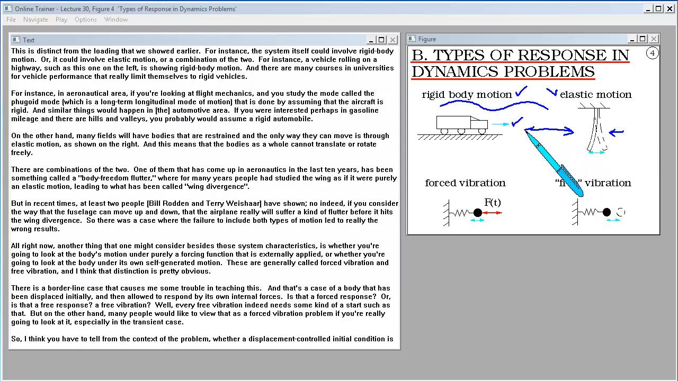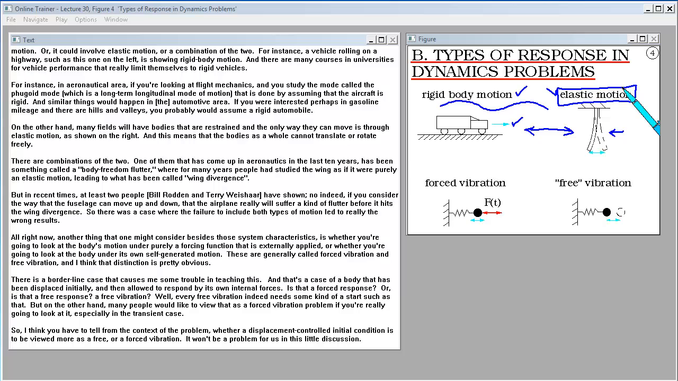One of them that has come up in aeronautics in the last 10 years has been something called body freedom flutter, where for many years people had studied the wing as if it were purely an elastic motion leading to what has been called wing divergence. But in recent times, at least two people have shown, no, indeed, if you consider the way that the fuselage can move up and down, the airplane really will suffer a kind of flutter before it hits the wing divergence. So there was a case where the failure to include both types of motion led to really the wrong results.